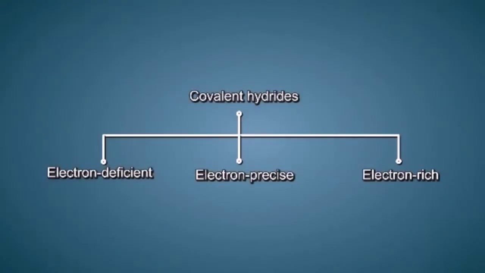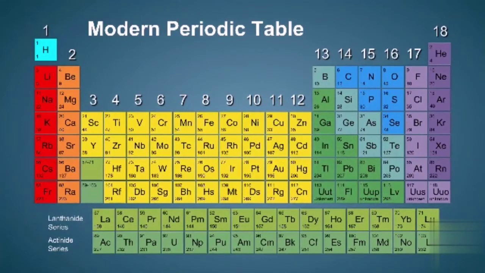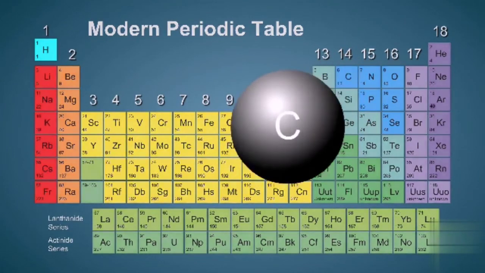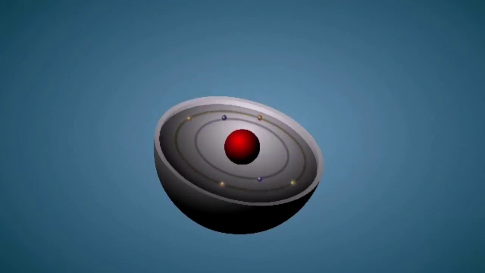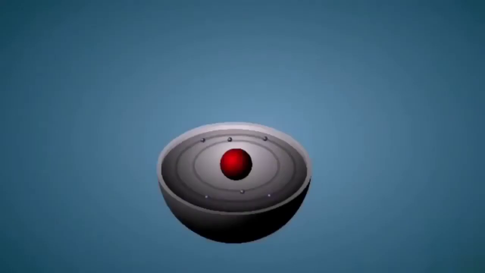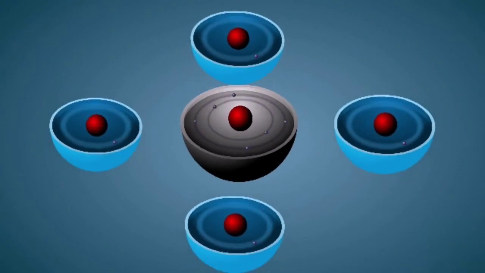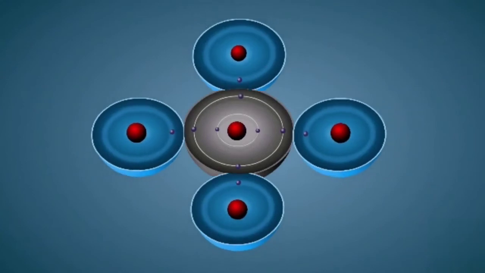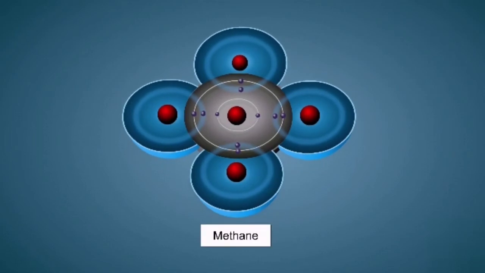Let us now learn about electron precise hydrates. These hydrates are formed by group 14 elements like carbon. A carbon atom, as you may know, has 4 electrons in its outermost shell. Using the 4 valence electrons, a carbon atom forms 4 covalent bonds with 4 hydrogen atoms, resulting in the formation of methane, that is the hydrate of carbon.